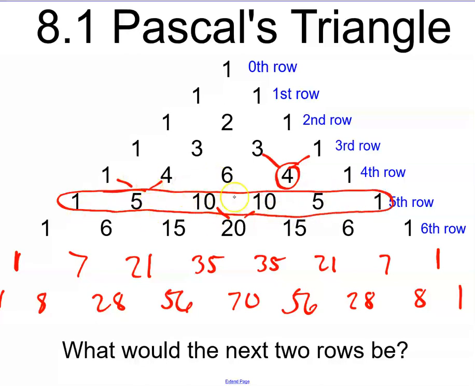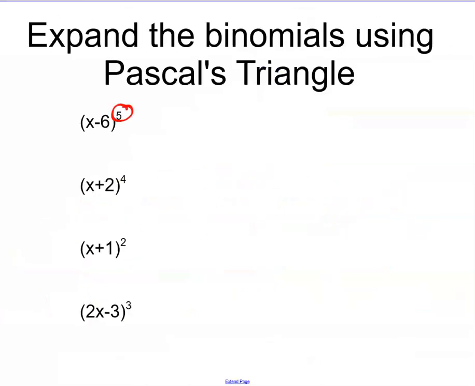So 1, 5, 10, 10, 5, and 1. So I'm going to start by writing 1, 5, 10, 10, 5, and 1. And notice how I left some space in between them because there's going to be more stuff going in there. The numbers in each row of Pascal's triangle will tell you the coefficients of the binomial expansion to that power. Okay, so each one is unique depending on what the binomial is.